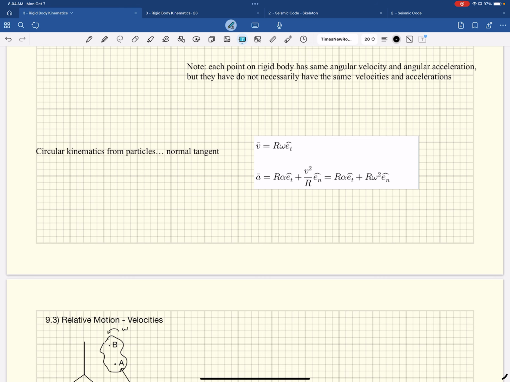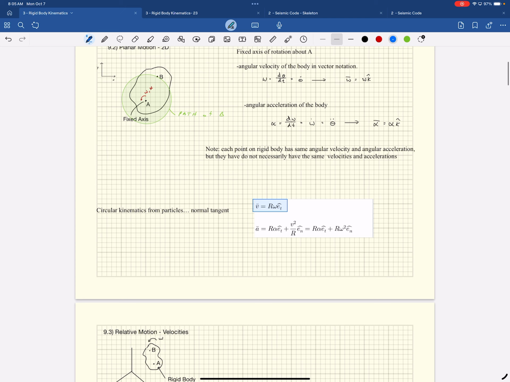Right? From normal tangent, I literally just grabbed these notes from the normal tangent section of particles. We define velocity as being r times omega in the et direction. So you take the radius times the omega, and then they'll tell you the velocity. If I was trying to determine the velocity of point B, I do that radius of the circle times that omega, and it'll tell me the velocity of B.